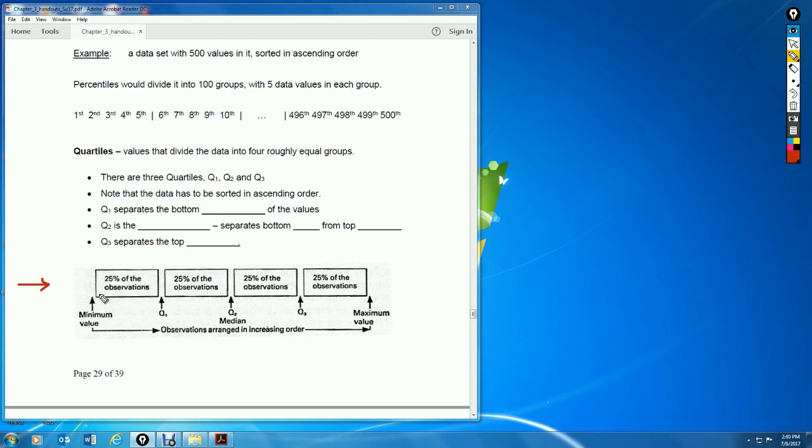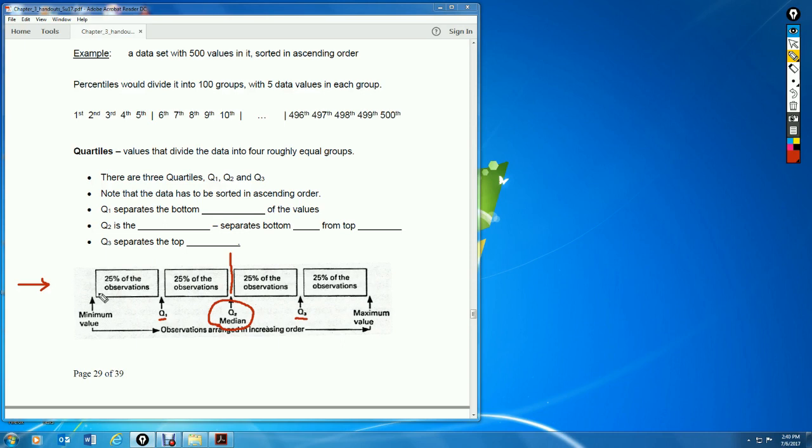We've got the bottom 25% of the observations, and then we have Q1, the first quartile. Here we have the bottom 50% of the observations. And then right in the middle, we have the second quartile, Q2, which is actually exactly the same as the median, which we already know how to find. It's the data value right in the middle of the data set. All right? And then you have another 25%, and then you have the third quartile, and then you have the top 25% of the data values.